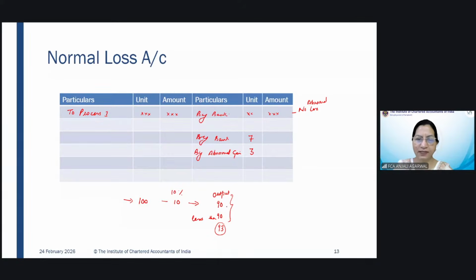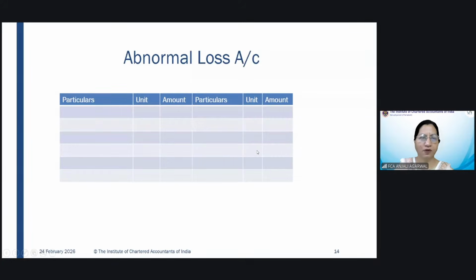So in case the output is exactly 90 or less than 90, the normal loss account is complete by these two entries. However, if there is abnormal gain, then you have two entries, one by bank and the normal loss units which should have been sold but which could not be sold, that will be charged to abnormal gain account. In the abnormal loss account again, you will have the process account, and this should be your abnormal loss, which should move to costing P&L account.